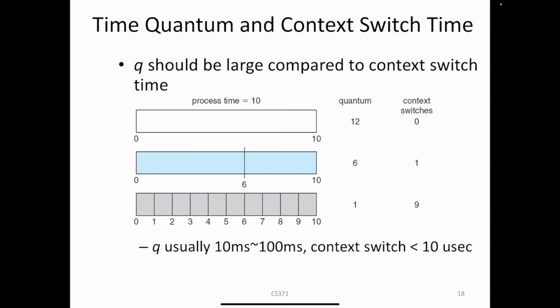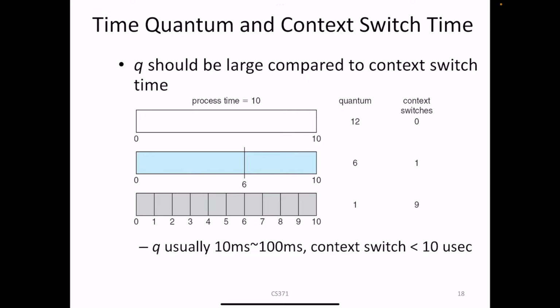Since we cannot set the length of a time quantum to a very large value, how about we set the value of a time quantum to a very small one? Actually, doing that can bring extra overhead to the system as well. Usually, we set the value of Q to be large compared to the context switch time.